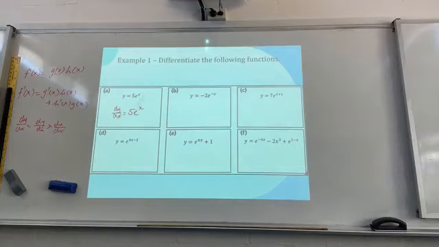Basic skills are pretty straightforward. It's only when you start combining this with the trig that it's going to be a little bit trickier. We'll be doing differentiating trig functions next week. Now, for part e, pi is just a number. That's all. Because you multiply the differentiation of this by that. Pi is just a number. So you differentiate the function.